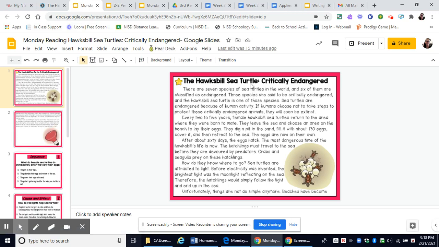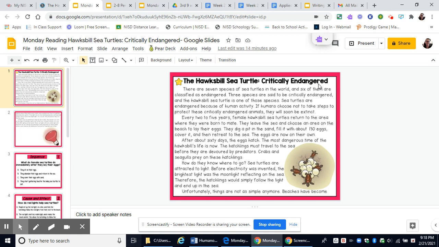The hawksbill sea turtle, critically endangered. So those are big words that you need to know, okay? There are 7 species of sea turtles in the world, and 6 of them are classified as endangered. 3 species are said to be critically endangered, and the hawksbill sea turtle is one of those species.